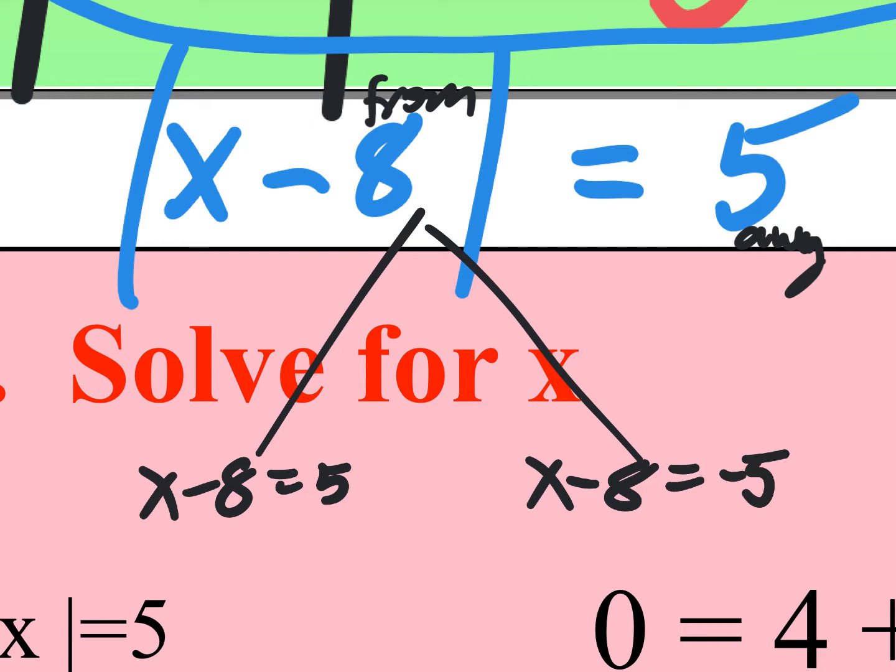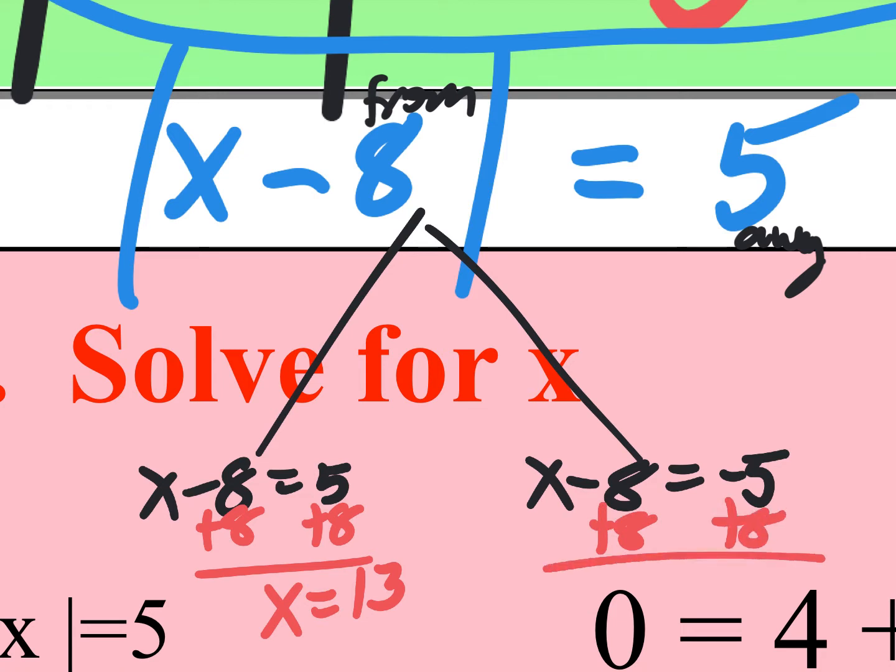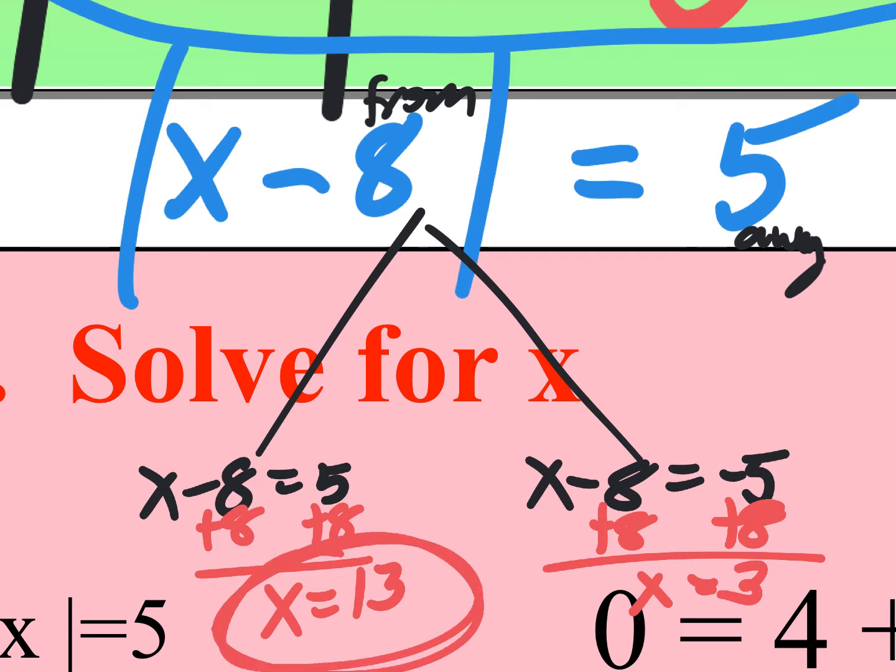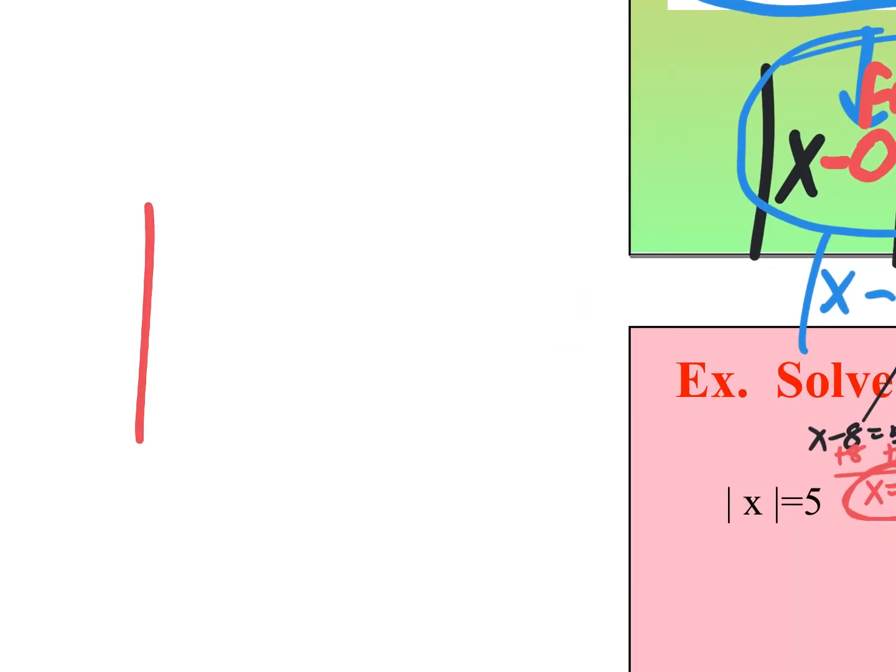Okay, it's off the top 20, too. You add 8, x equals 13. Add 8, x equals, what's 8 and negative 5? That's 3. There's my 2 answers. And guess what? Those are the things that are 5 away from 8. 3 is 5 away from 8. 13 is 5 away from 8. Okay, and this last one shouldn't be too much of a stretch. What if I say the absolute value of x plus 10 equals 4?